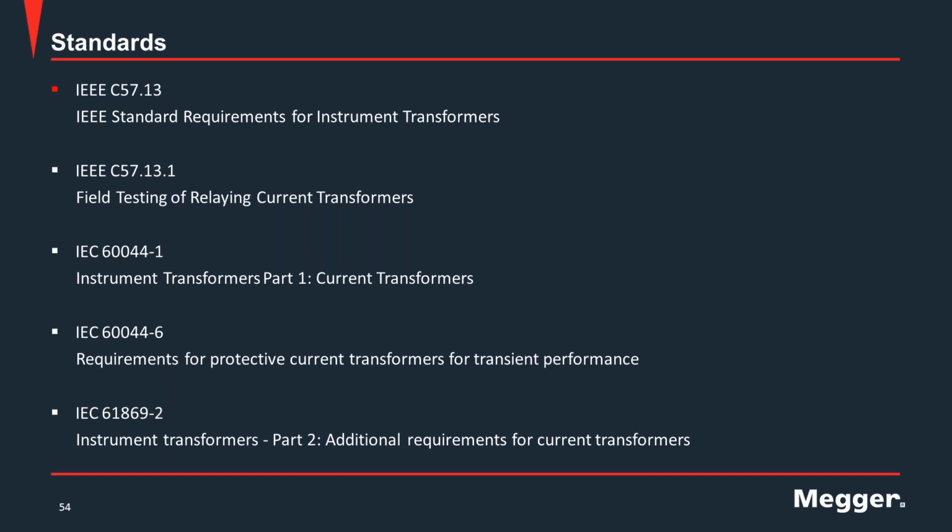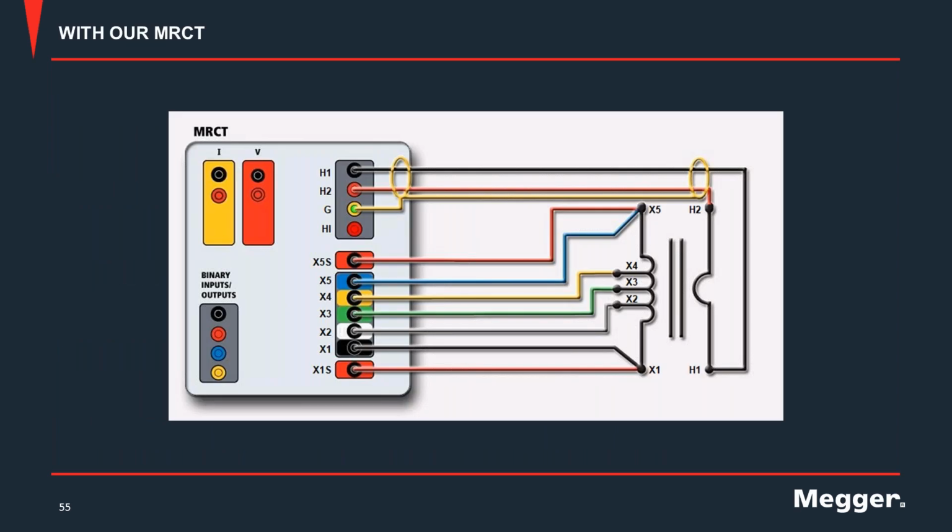So for different standards, we have the IEEE C57.13. This is a standard requirement for instrument transformers. We have a standard for field testing of relaying current transformers. We have the IEC standard for instrument transformers, that is the IEC 60044-1. And these are the ANSI standards, and these are the IEC standards. With our MRCT, we can do simultaneous 5 taps, as you can see here in this diagram, when we do the test. And yeah, it almost does everything already.